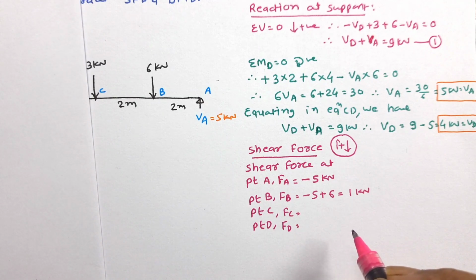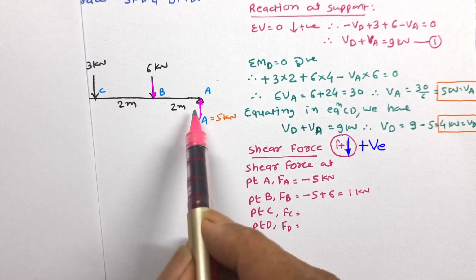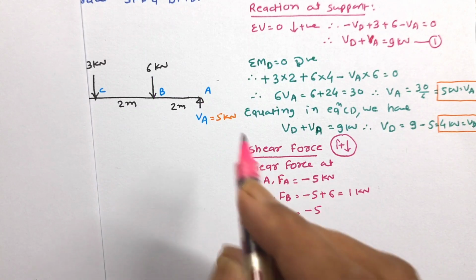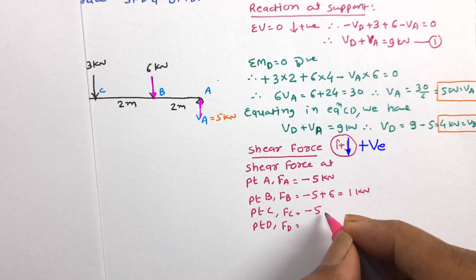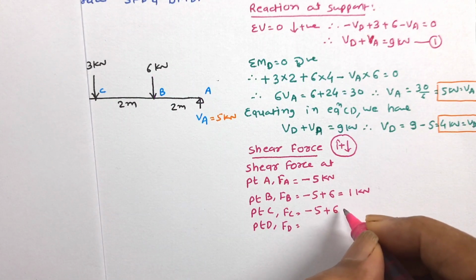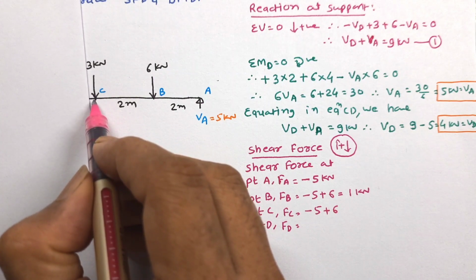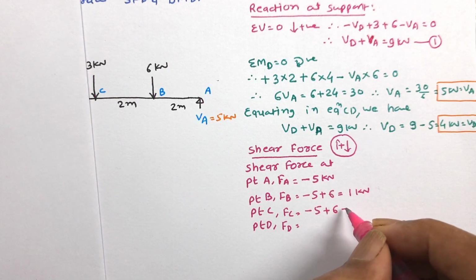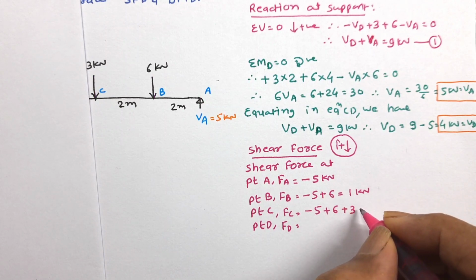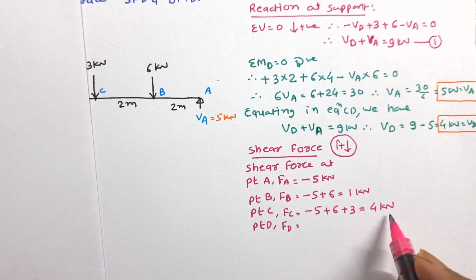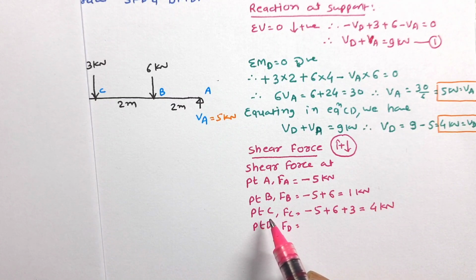Now we'll calculate for point C. So we'll start with A. So again, Va is negative 5. This point load acting downward direction, so it will be plus. Here one more point load is there at point C. It is also in downward direction, so it will be plus. So that is 4 kilonewton shear force at point C.